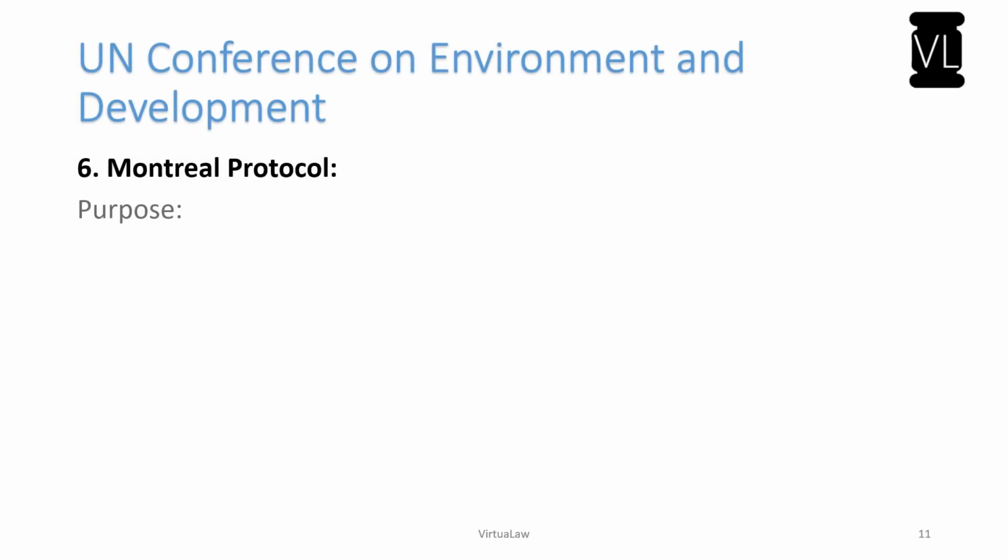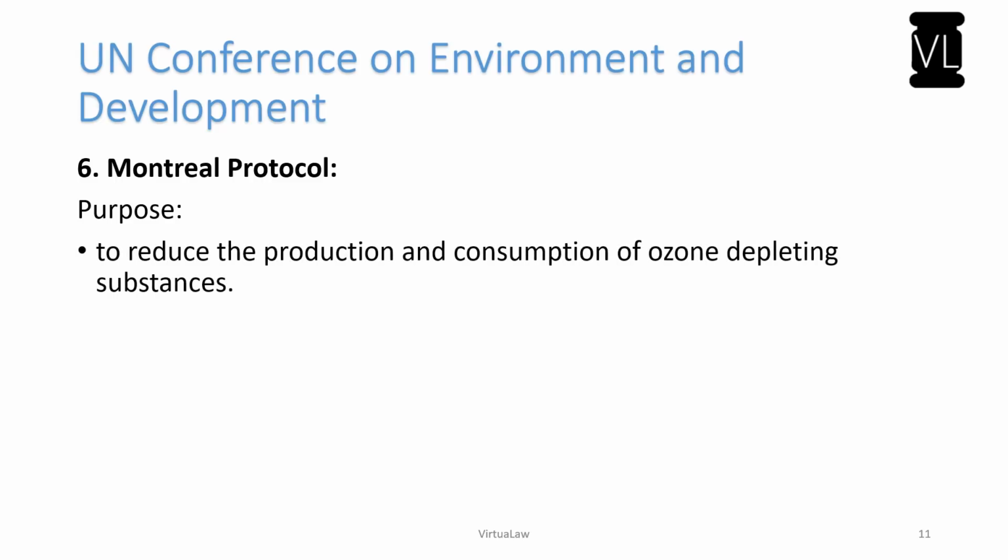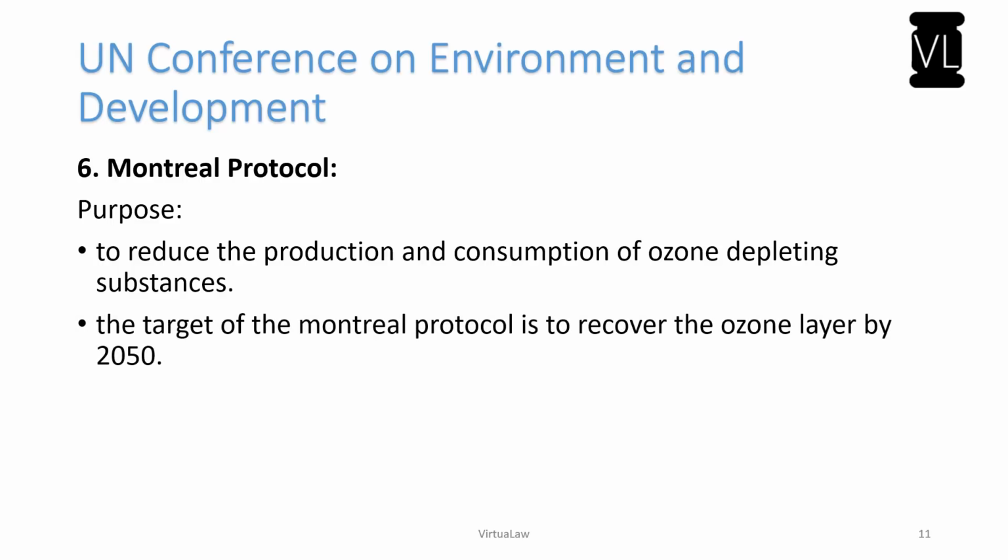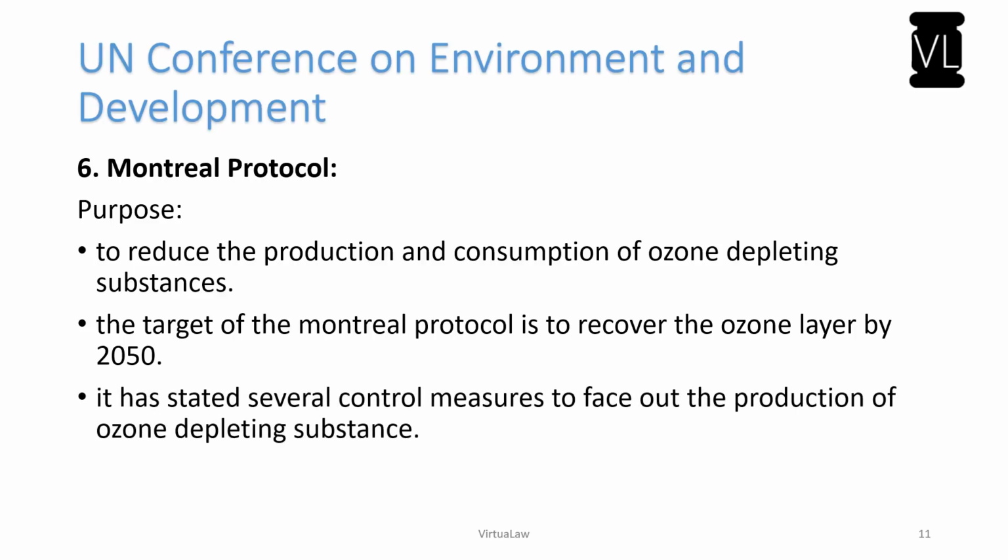The final outcome is the Montreal Protocol. The purpose of this protocol is to reduce the production and consumption of ozone depleting substances, which is again in terms of climate change. The target of the Montreal Protocol is to recover the ozone layer by 2050. By 2050, they would like the ozone layer to be back in its original form. The protocol also stated several control measures to phase out the production of ozone depleting substances.